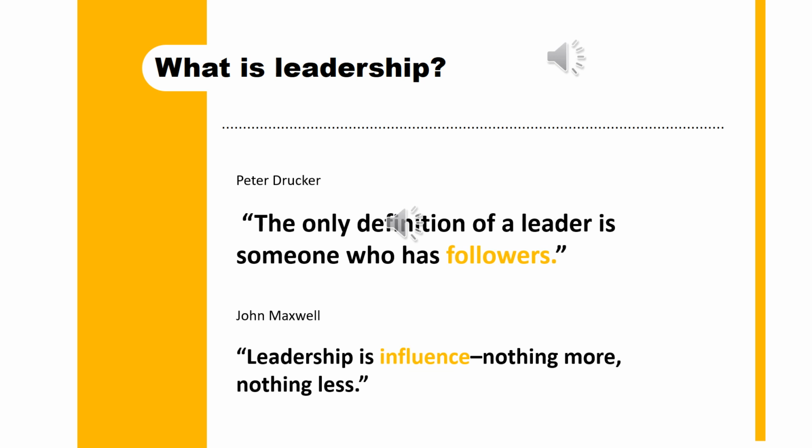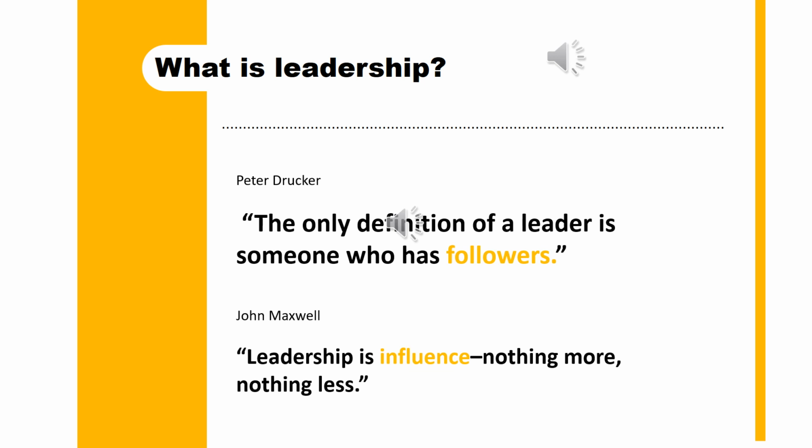The second definition is given by John Maxwell. He said leadership is influence, nothing more, nothing less. So he summed up leadership as influencing people. The impact of the leader as a person on the others: how is he going to impact and influence them?